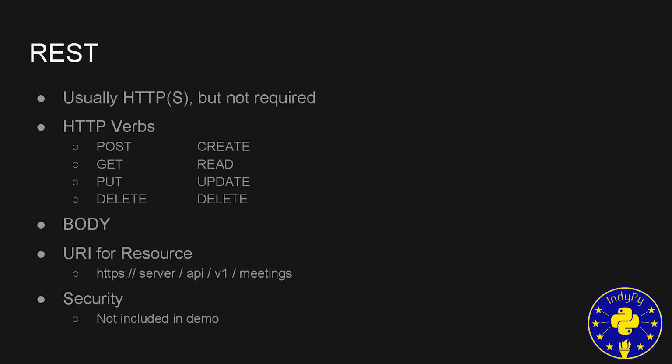And if we look at the URI we have for a resource, you're typically going to have a server and something that tells you that this is an interface, which is our API. Most people agree that having the actual versioning in the URI is the best way to go. It's very explicit. You can see it in logs. And then meetings is our resource. We're actually going to use an IndyPy meeting as our resource that we'll create and delete here.